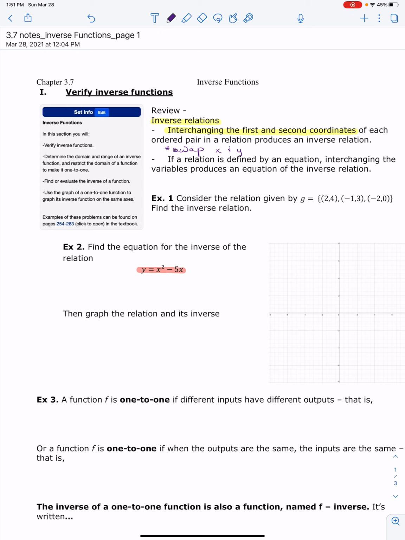If we are talking about an equation, then when we swap those, we get the equation for the inverse relation. So if we start with an equation, we end with an equation. So let's take a look at example 1.